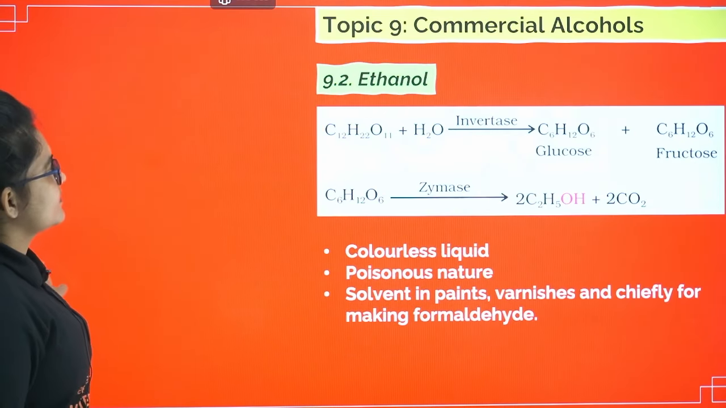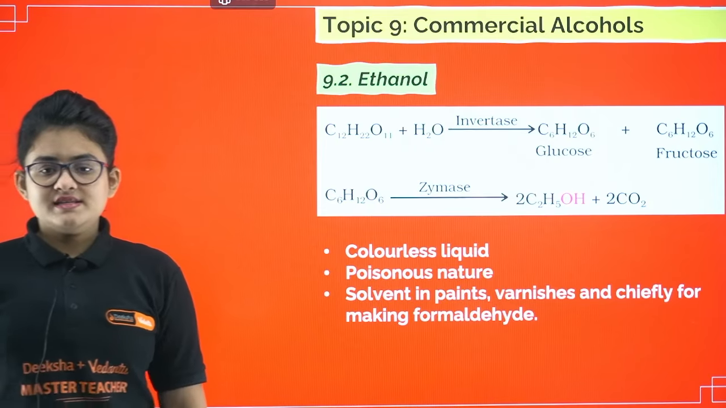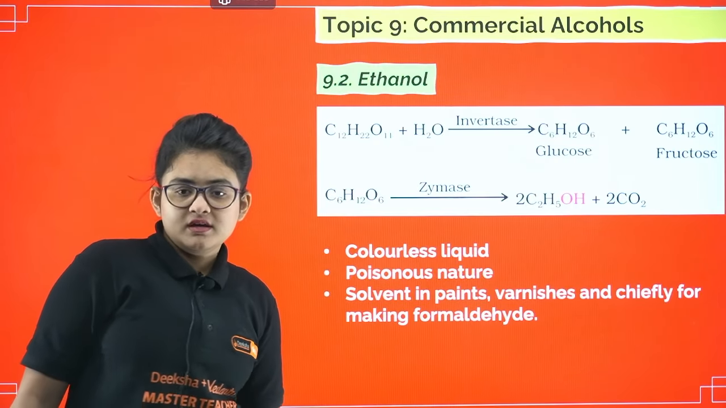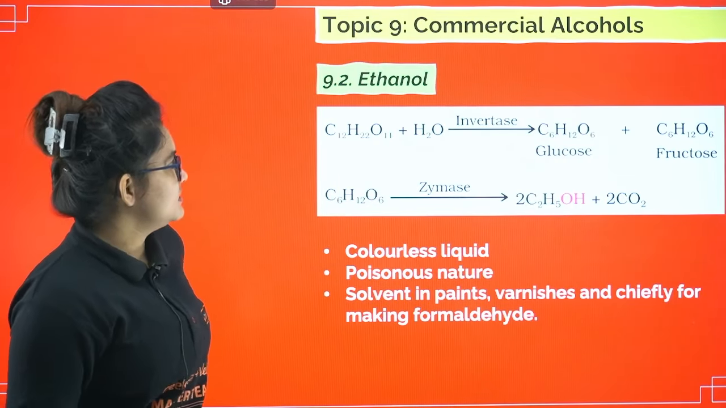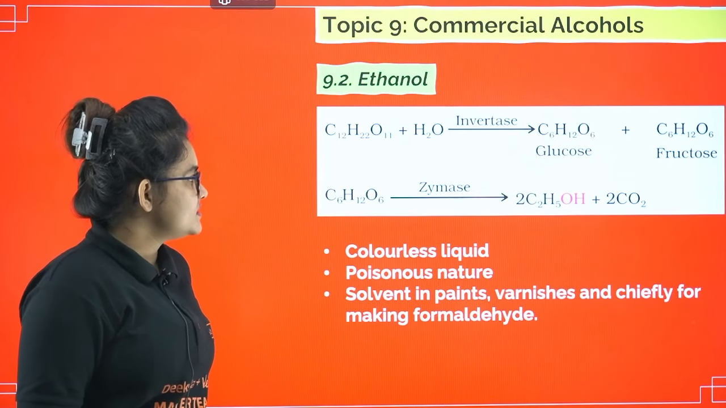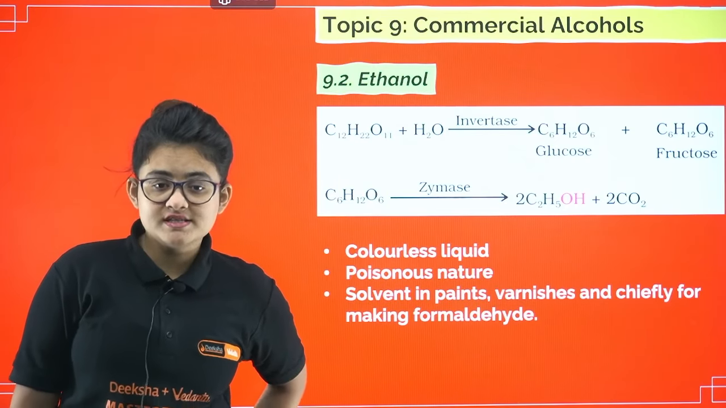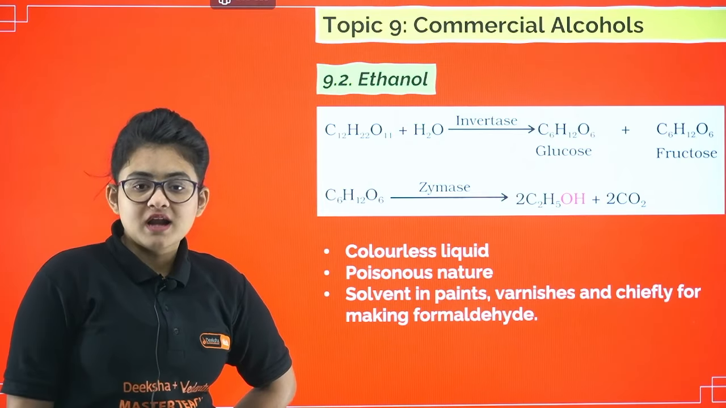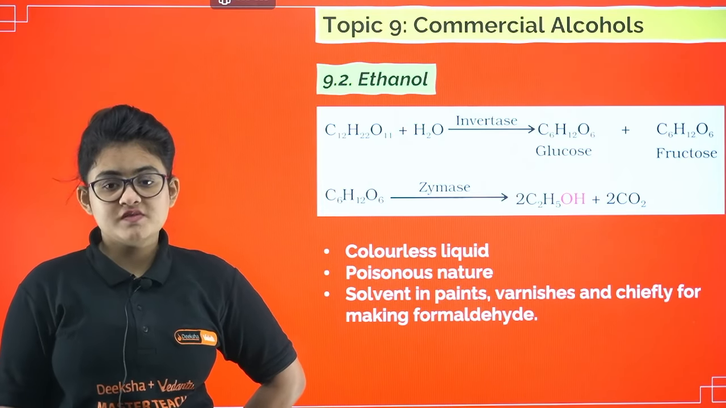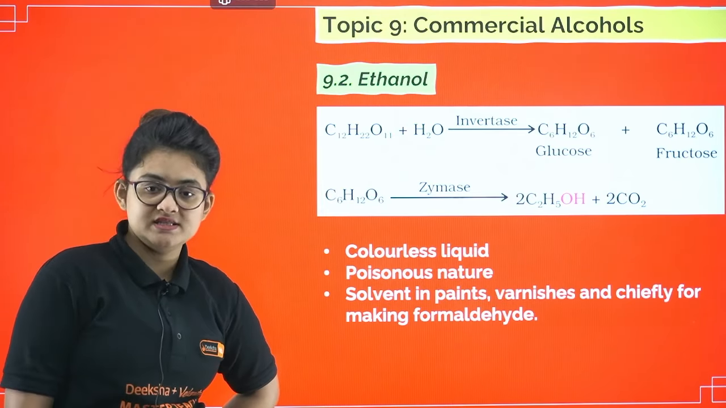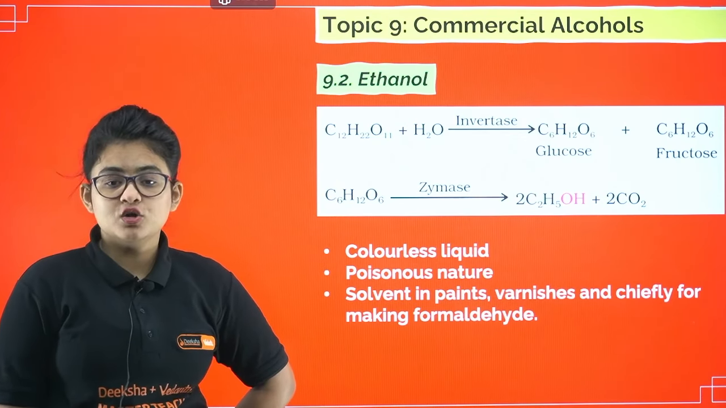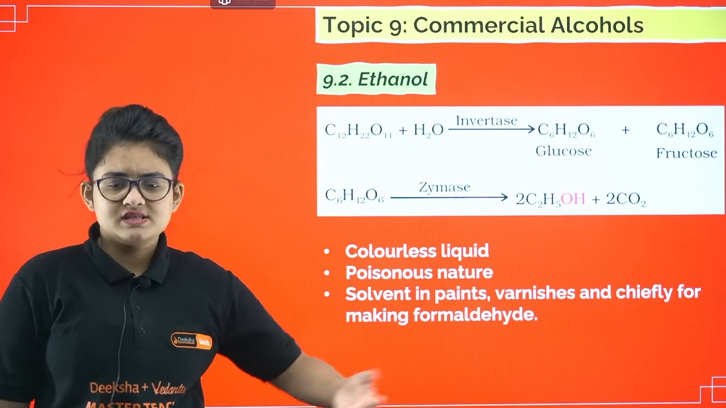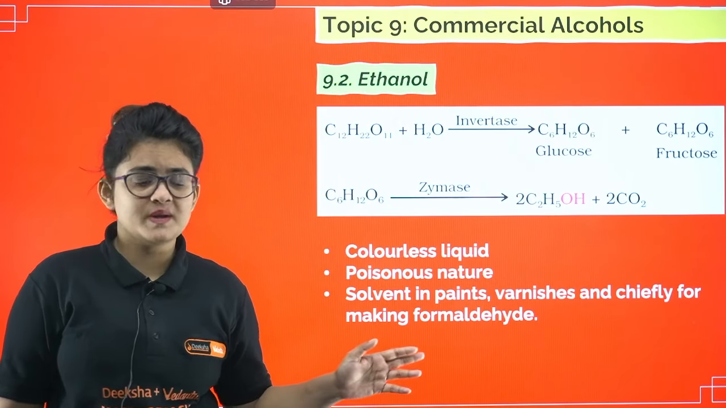Let's proceed. Ethanol. So ethanol, let's say you are having fructose type of thing. Okay, sorry, not fructose, sucrose. In case you are having sucrose, first in the presence of invertase you can break it down in the form of glucose plus fructose. Now that glucose or fructose can further be treated with zymase enzyme, which can give you the ethanol molecule. It's also colorless, it's also poisonous. You can use it as a solvent in varnishes, paints, etc.